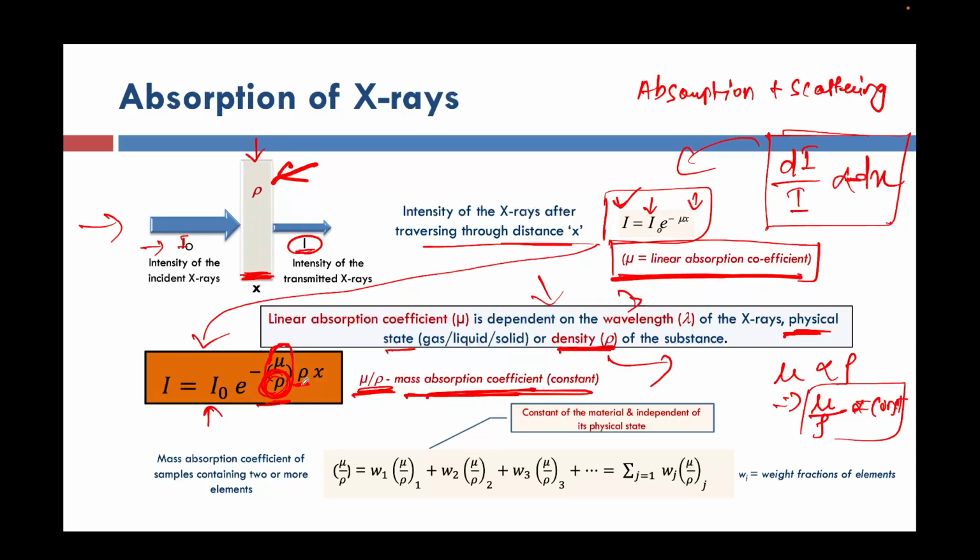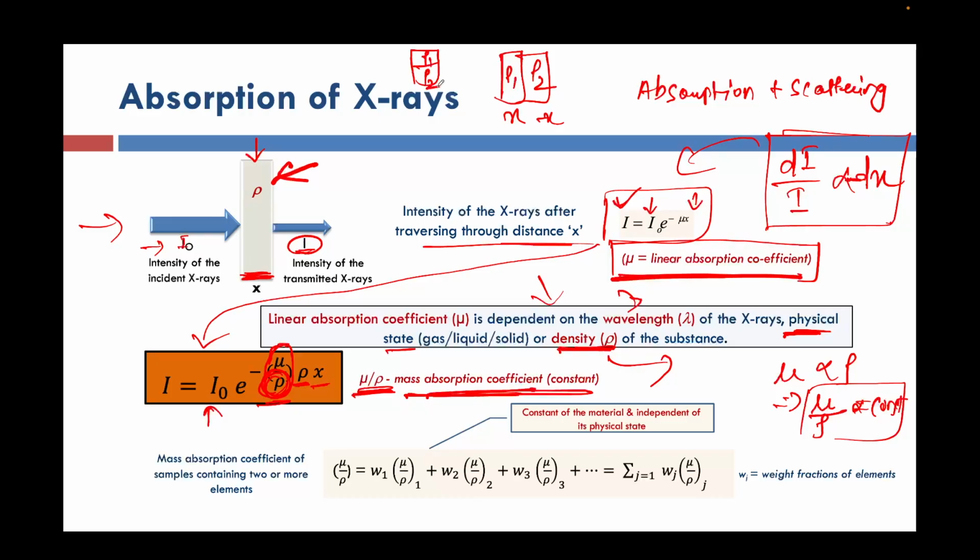Rho means the density of that material, and x is the thickness that your X-ray is traversing. So whatever we have told until now belongs to one material. But what will happen if, instead of one material, let's say I have two different materials, rho 1 and rho 2, both having some x, or let's say in this case rho 1 or rho 2. So in this case, what will happen?